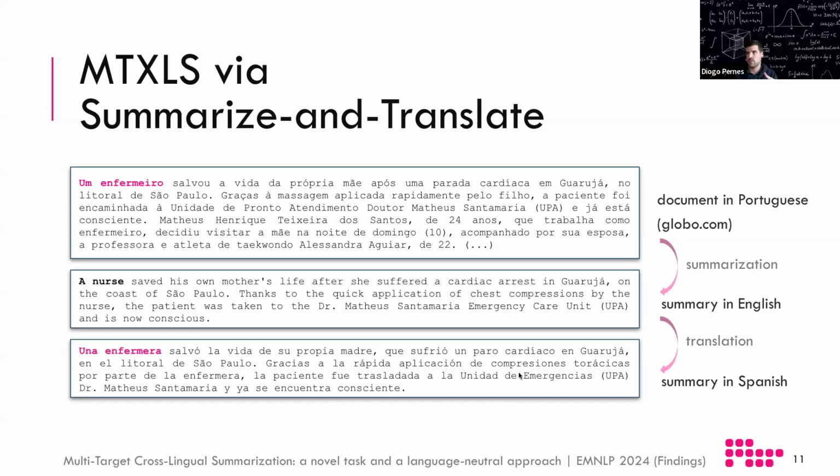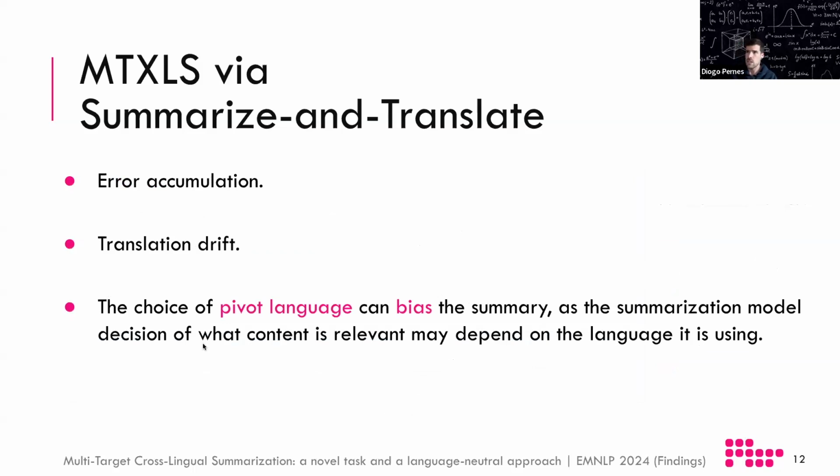So when we have this summarize and translate approach, one of the things that we might have is the so-called translation drift, where because of this cascade of translations, there is information that is lost. And of course, since we have two generation steps, one for producing the summary and another one for translation, we have error accumulation from these two phases. And moreover, a more subtle issue is that the choice of the pivot language can bias the summary.